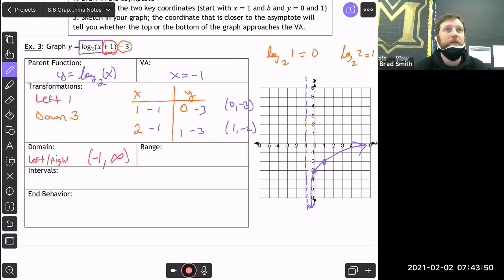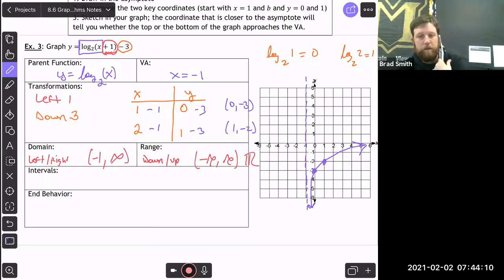I ask myself the same questions every time, so that way I don't have to worry about memorizing things. So it's how far left and how far right. Range is how far down and then how far up. So how far down is this graph going? Perfect. Negative infinity. How far up? So negative infinity, positive infinity, or all real numbers, right? You don't have to write them both. I just do.